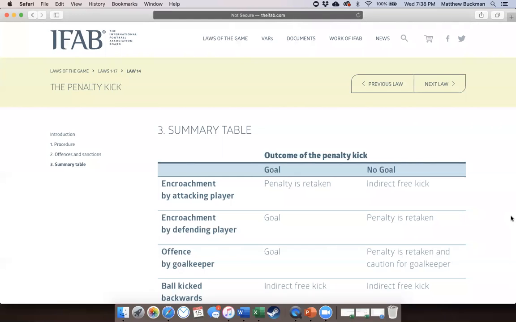Question here, if there is simultaneous encroachment by the offense and the defense and no goal, what do we do? We punish the attacker. We'll get to that in the more written laws of the game. We always will punish the attacker if there is encroachment from both of them.